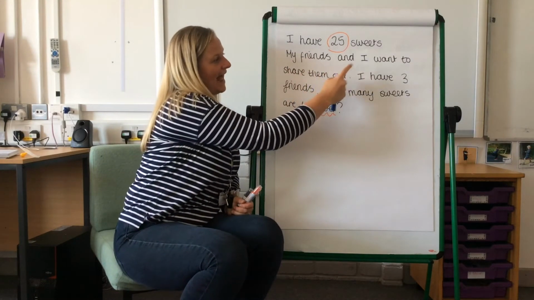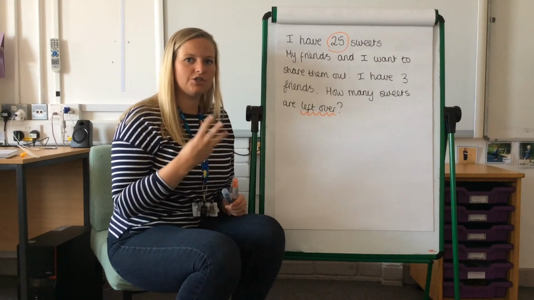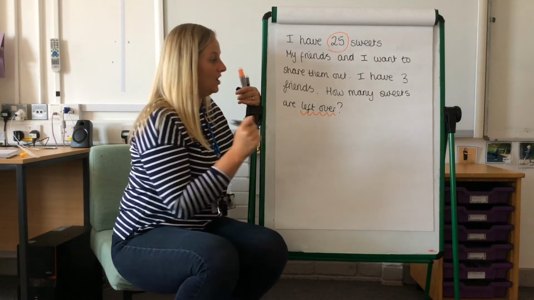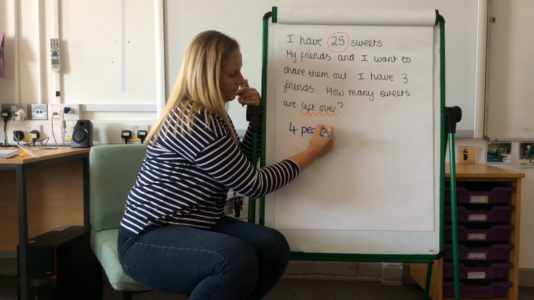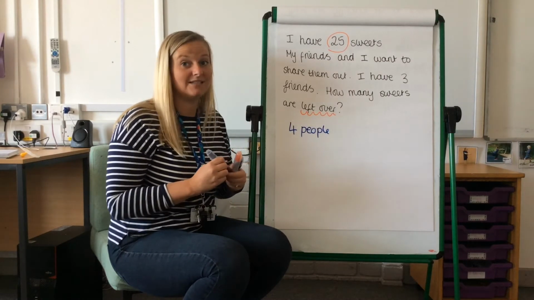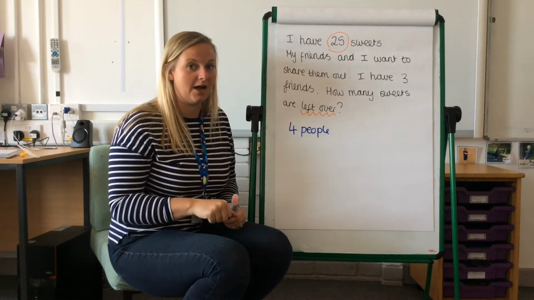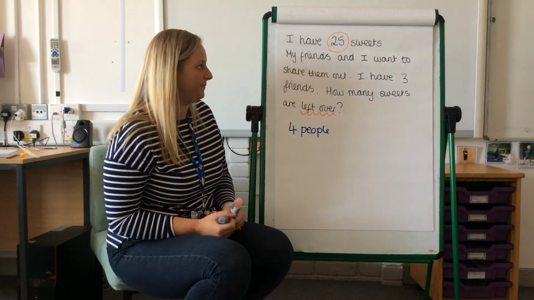My friends and I want to share them out. So there's not just 3 friends on their own, it's 3 friends and me. So really, there's 4 people that want the sweets. Sometimes that's another way they trick us, by saying me and my friend or my friend and I, and we forget to include ourselves in the question.